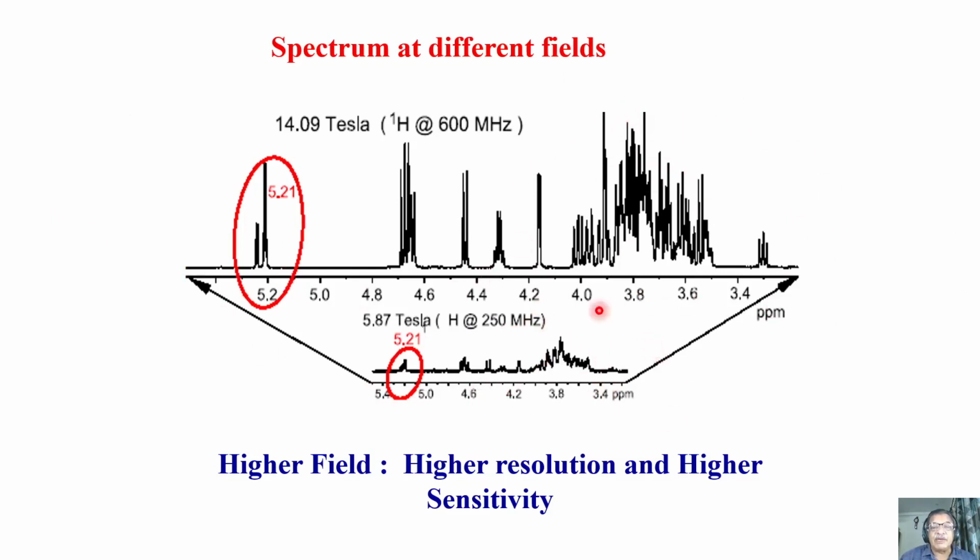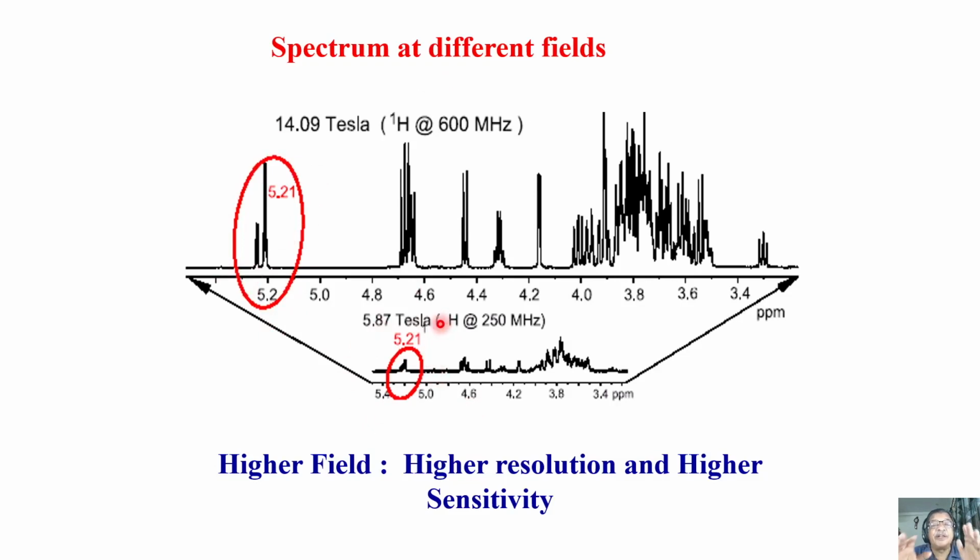Are you not getting better and better resolution here? Are you not getting the intensity much better here? This is what we were discussing all along. As you go to higher magnetic field, you get better resolution, and the sensitivity also goes as a power of 3 by 2 of the magnetic field. Look at this particular region which is highlighted here, 5.21 ppm. Look at this one. We have such a very good resolution you could see at 600 megahertz, which you don't see at 250 megahertz.